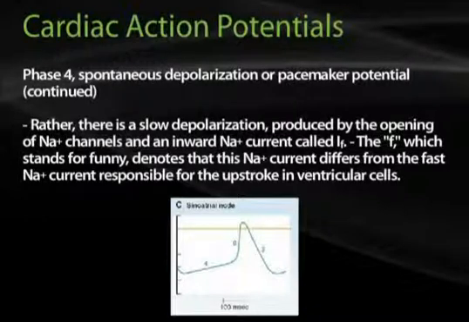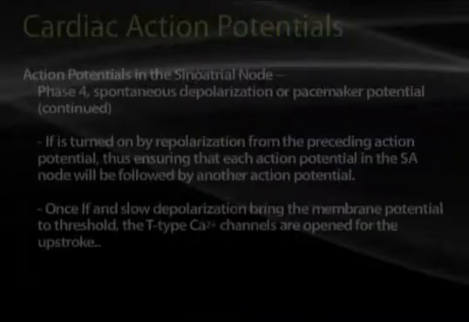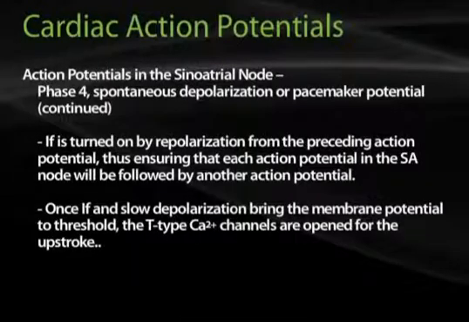This is produced by the opening of sodium channels and an inward sodium current called IF. F stands for funny. This denotes that the sodium current differs from the fast sodium current responsible for the upstroke in ventricular cells. The funny current is turned on by repolarization from the preceding action potential, thus ensuring that each action potential in the sinoatrial node will be followed by another action potential. Once the funny current and slow depolarization bring the membrane potential to the threshold potential, the T-type calcium channels open for the upstroke.